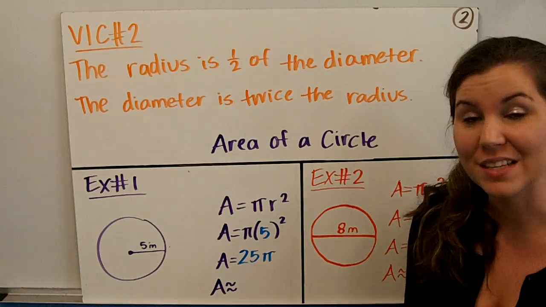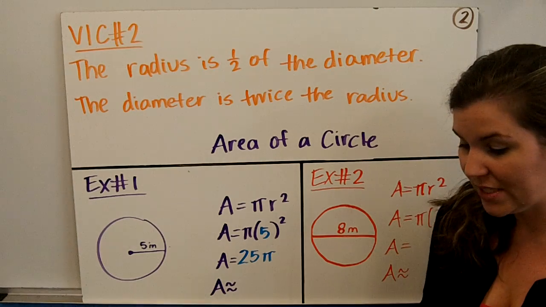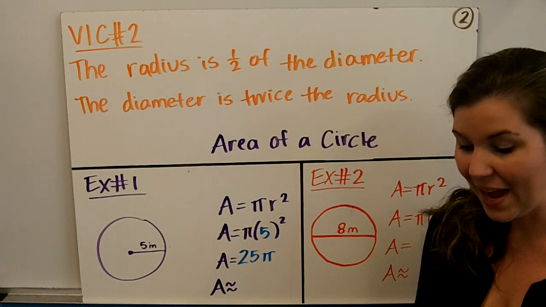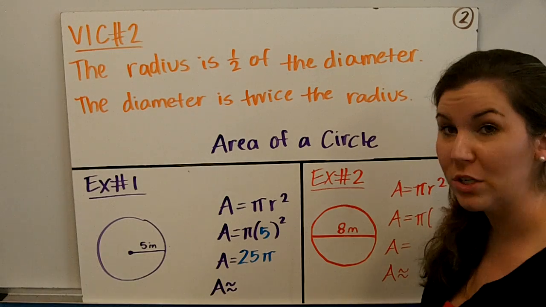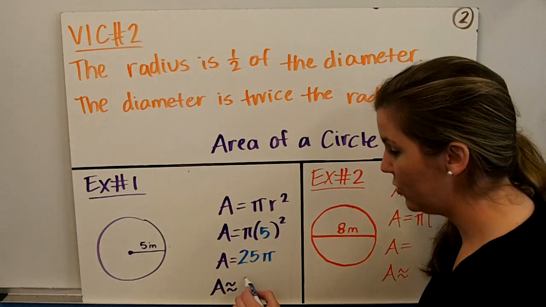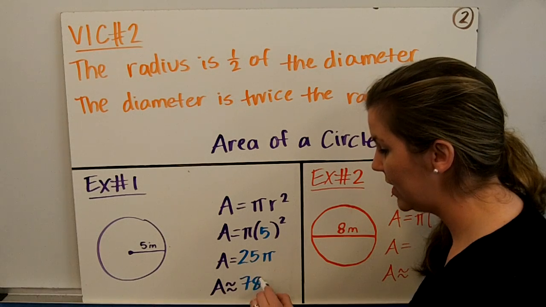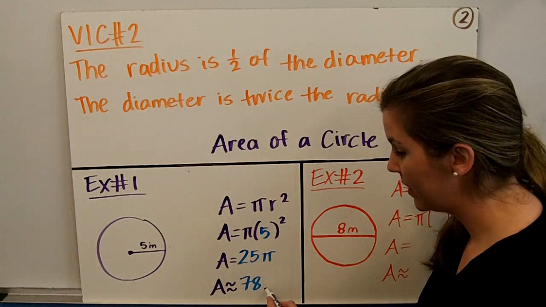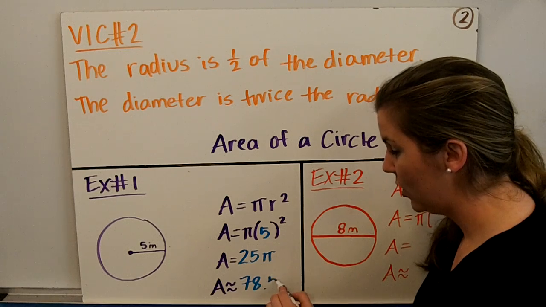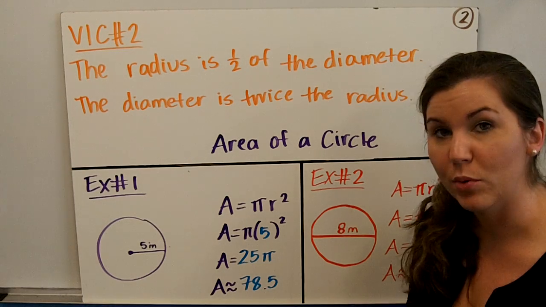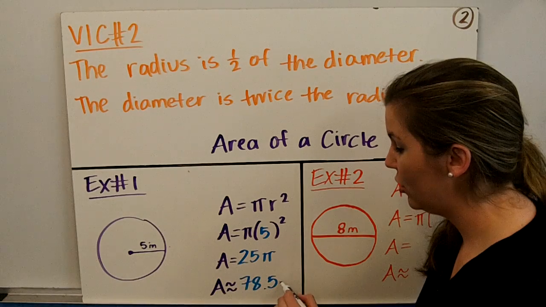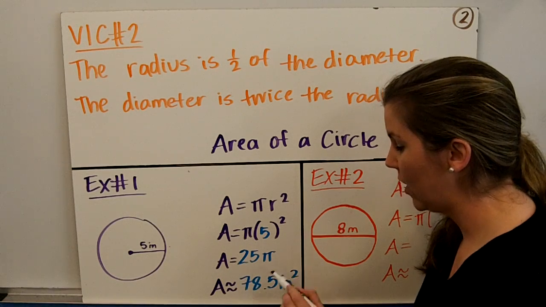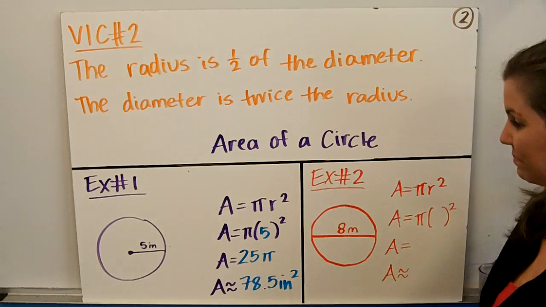Now, if we want to find out the decimal approximation, we're going to type in 25 pi into our calculator, or multiply by 3.14, depending on the directions. And let's round to the nearest tenths place. So 78.53, we're going to leave it at 78.5. And our units are inches squared, because we're talking about area.